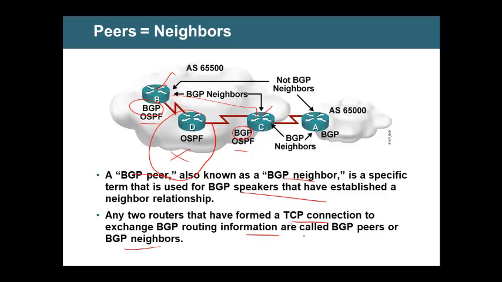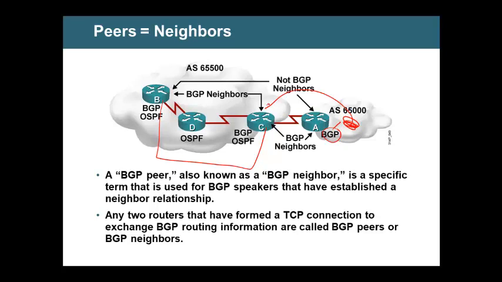See, OSPF is just providing you reachability between these two. But BGP is bringing the networks of this autonomous system to this router and to this router. So BGP is carrying different networks, OSPF is carrying local networks.